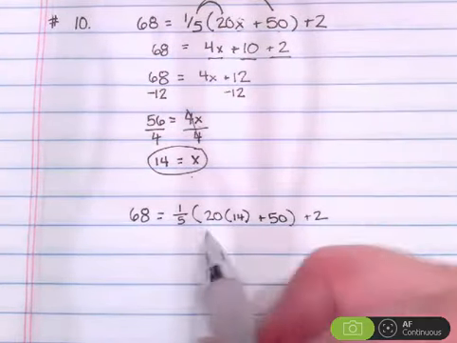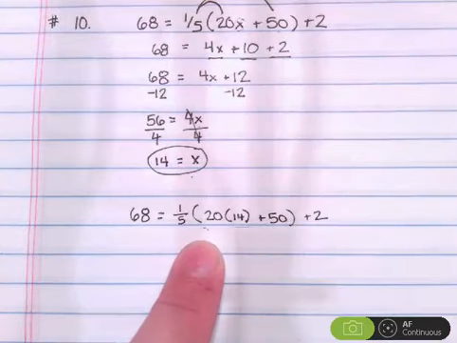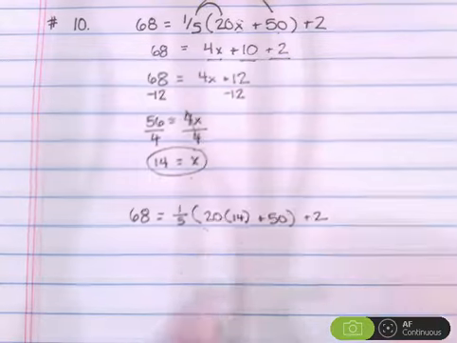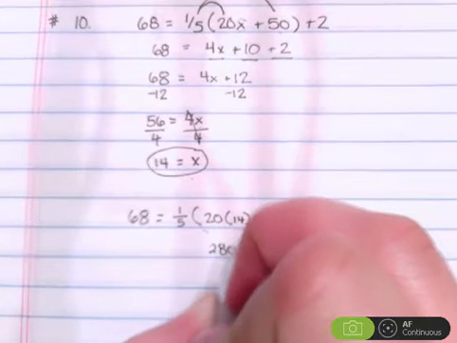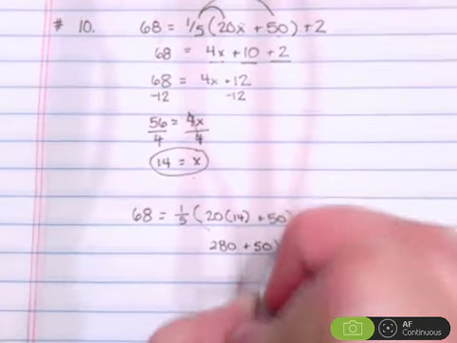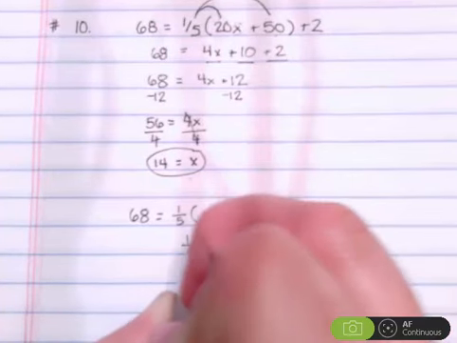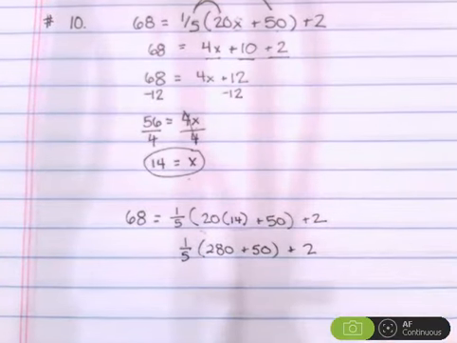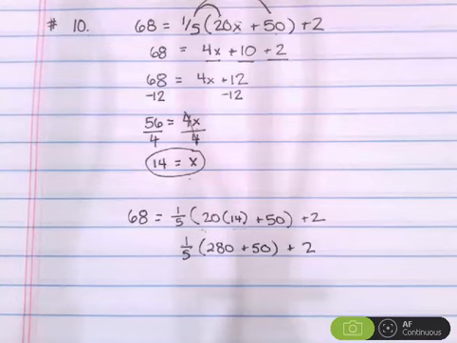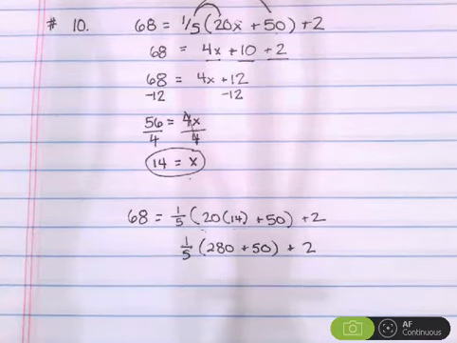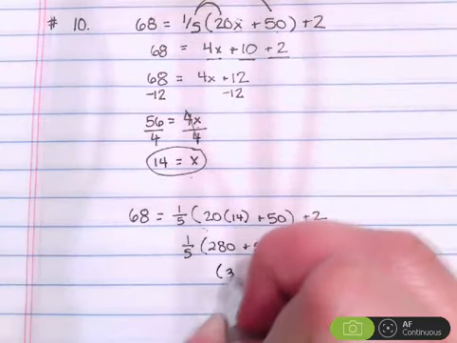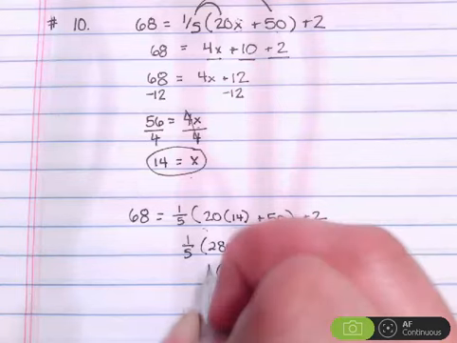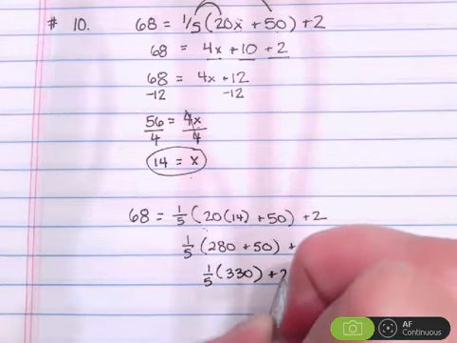So we have to do parentheses first, and inside the parentheses we have 20 times 14, which is 280, and then I still have that plus 50 all in parentheses, and then 1/5, plus 2. All that's still there. So then you do 280 plus 50, and that will give you 330. We still have that 1/5, and that plus 2.